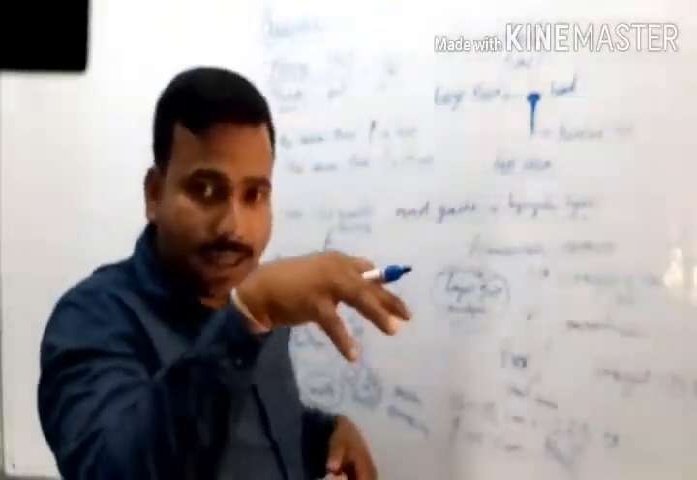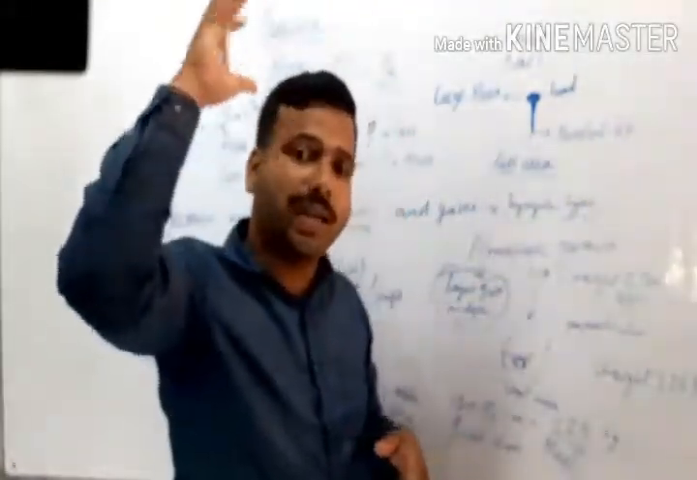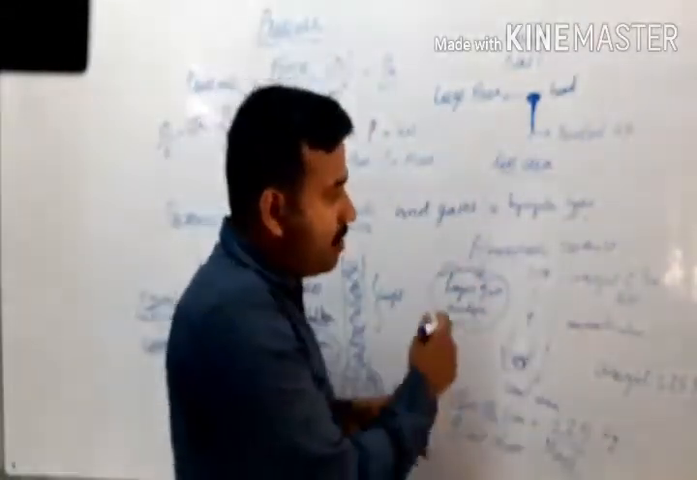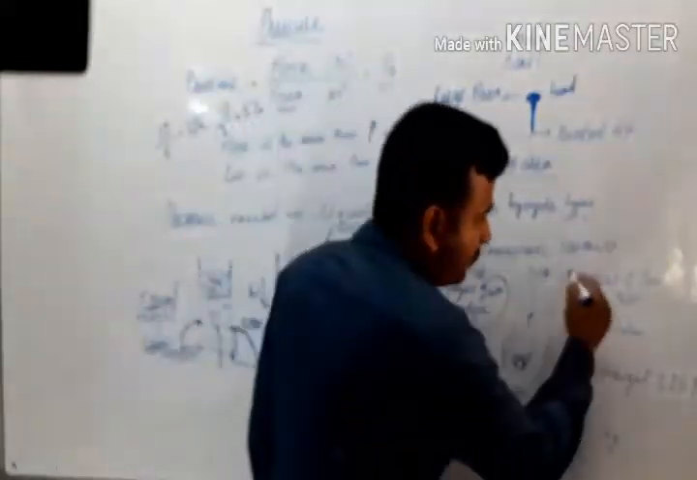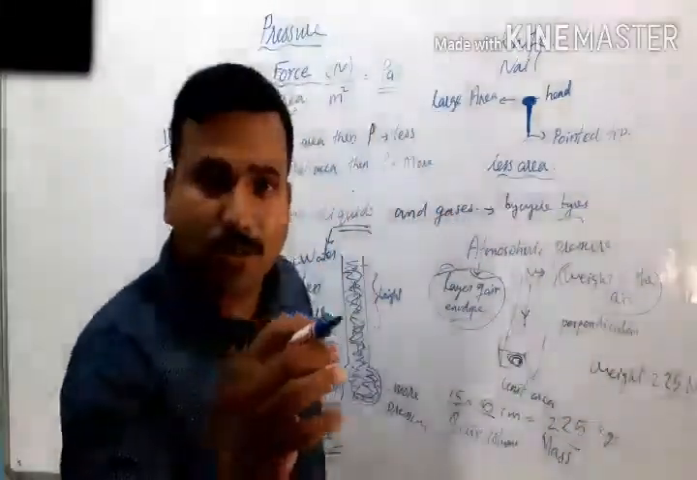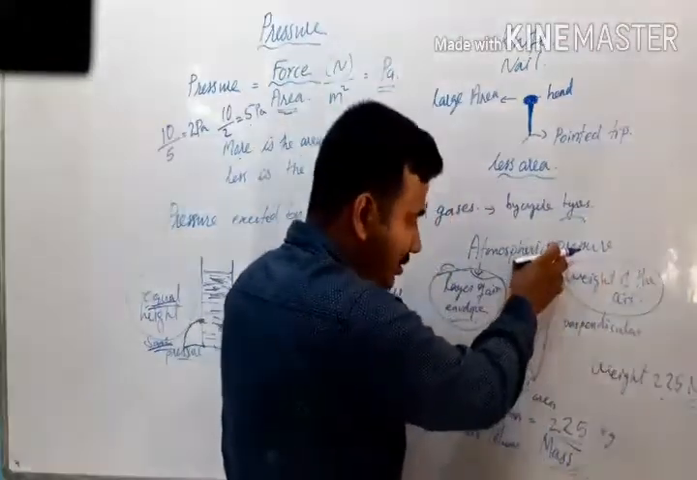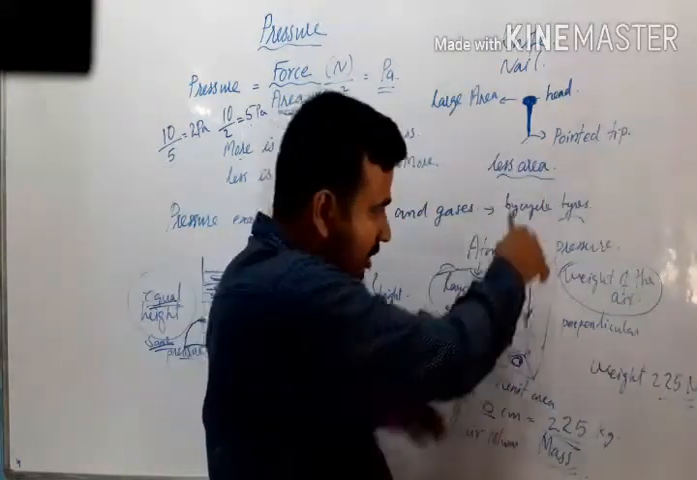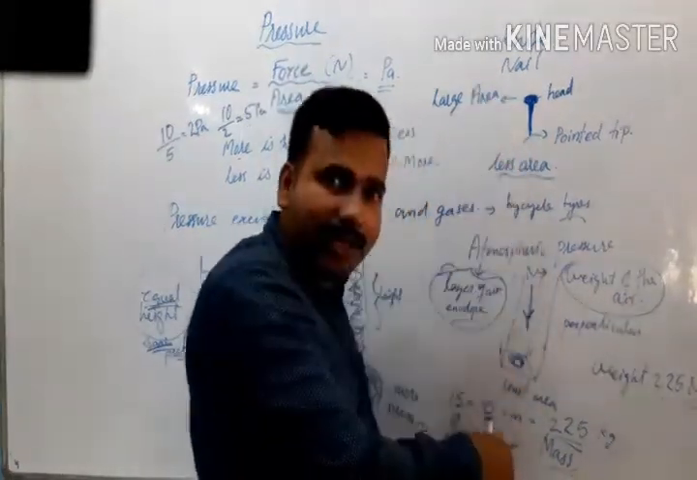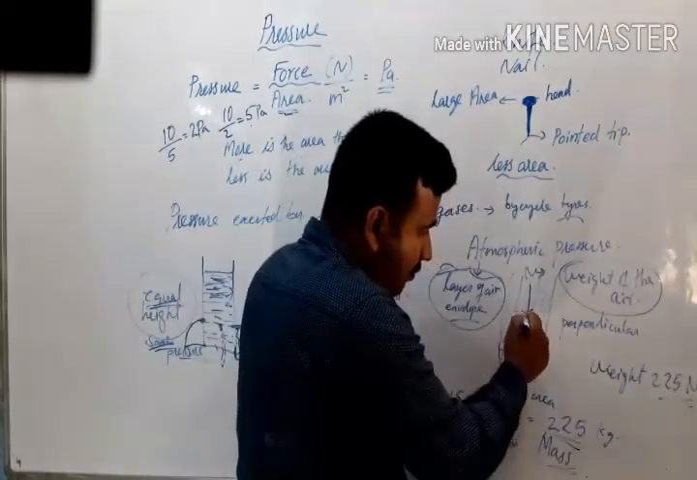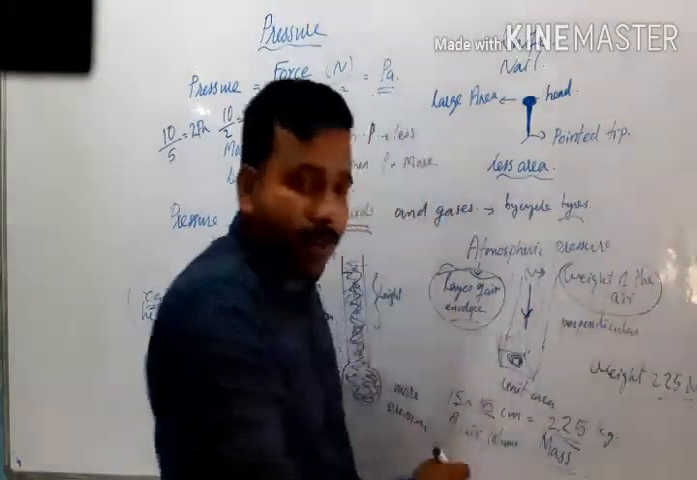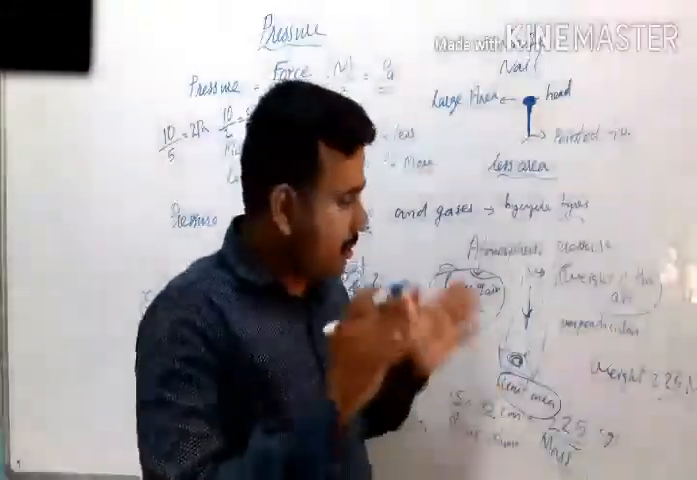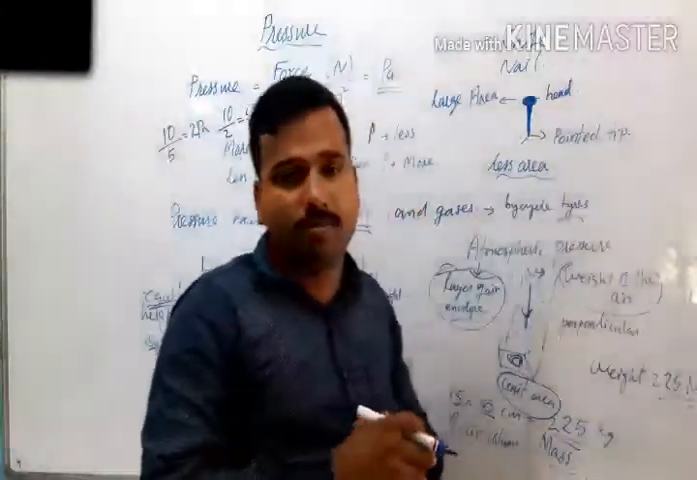So the pressure that is exerted by the atmospheric air is known as atmospheric pressure. It is actually due to the weight of the air that is acting perpendicular. We have already seen what perpendicular is, making an angle of 90 degrees to the plane. The weight of the air column acting over a unit area is known as atmospheric pressure.